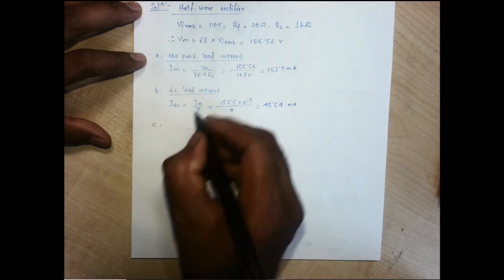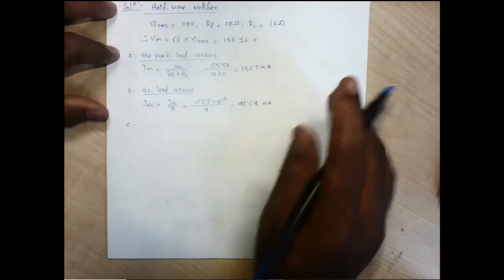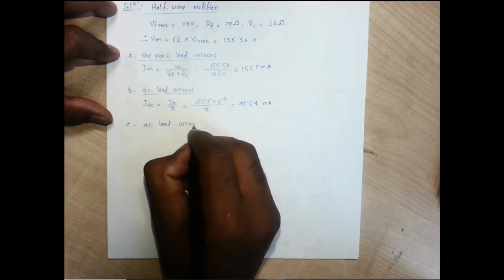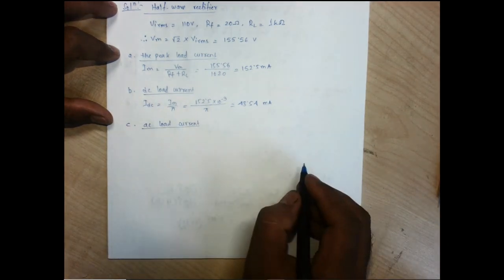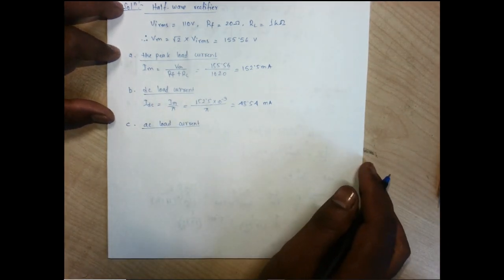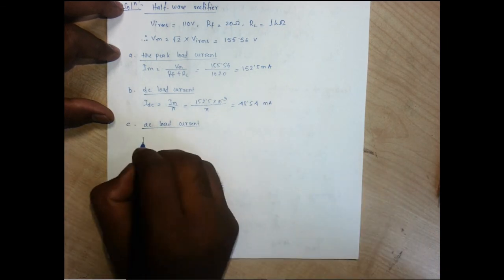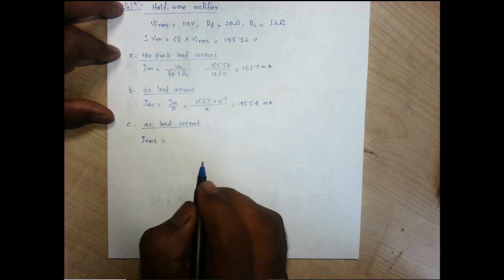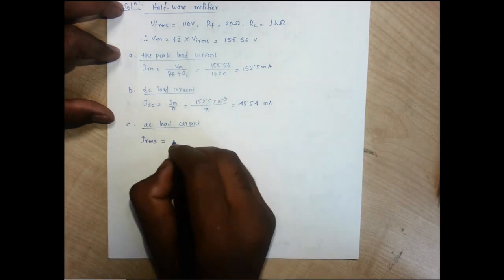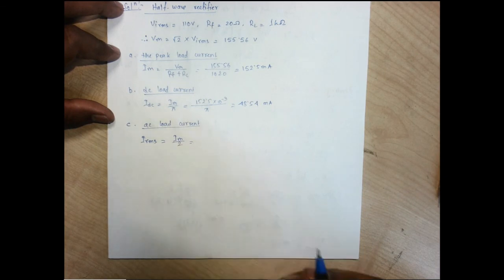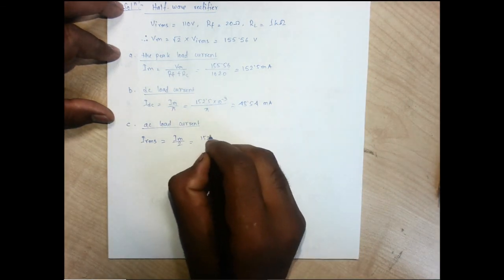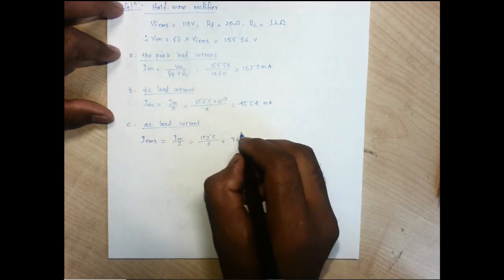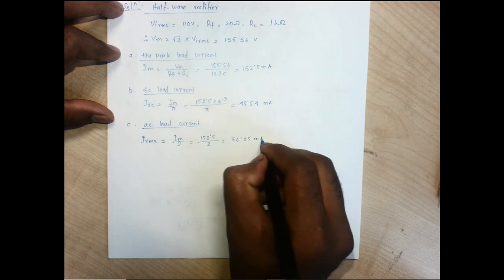Third is the AC load current. AC load current means simply IRMS. What is that IRMS? IRMS for the half wave rectifier is Im by 2. 152.5 by 2, that is 76.25 milliampere.